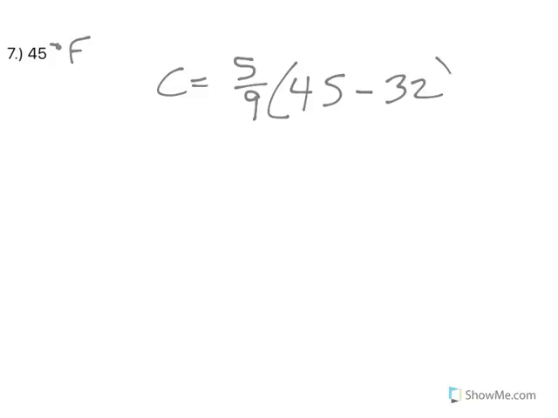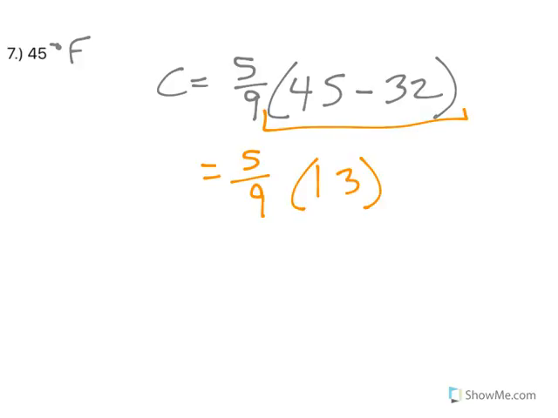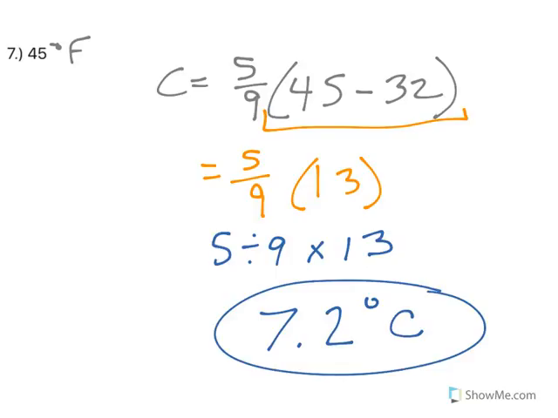Now this is 45 degrees Fahrenheit. So we will use Celsius equals 5/9 times, and we plug in the 45 for the F. When I do inside my parentheses first, I have now 5/9 times 13. So I will take 5 divided by 9 times 13, and a rounded answer would be 7.2 degrees Celsius. Always remember to do the grouping first.